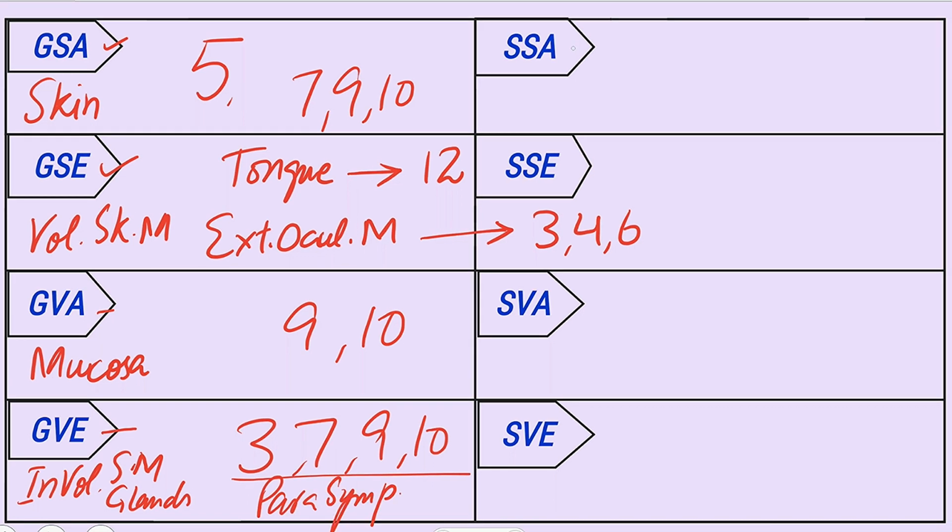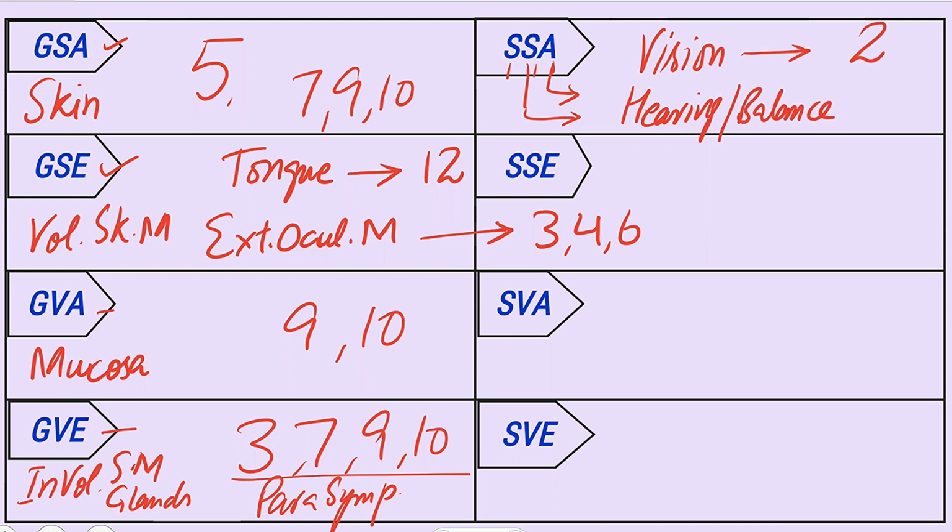And now the special functions of the cranial nerves. First of all, the special somatic afferent. Special somatic afferent means it's a sensory component of special nature coming from the somatic origin, coming from the ectoderm. And these special sensations are the sensations of vision and hearing along with balance. For vision, we have cranial nerve number 2, that is the optic nerve, and for balance, we have the 8th cranial nerve, that is the vestibulocochlear nerve.